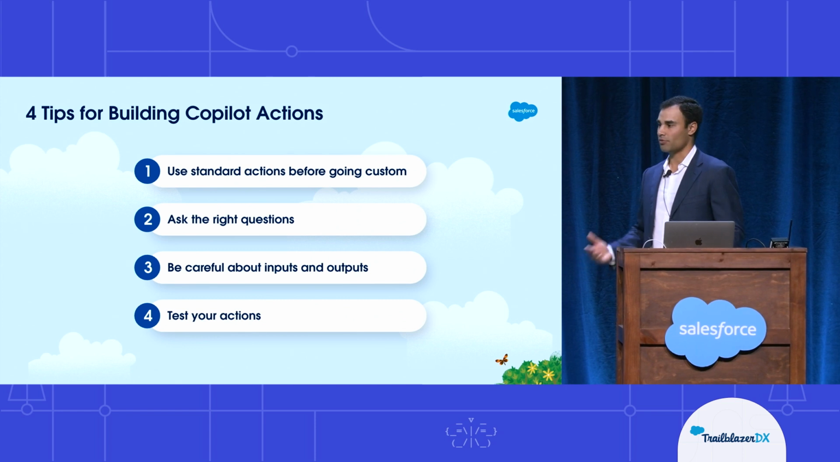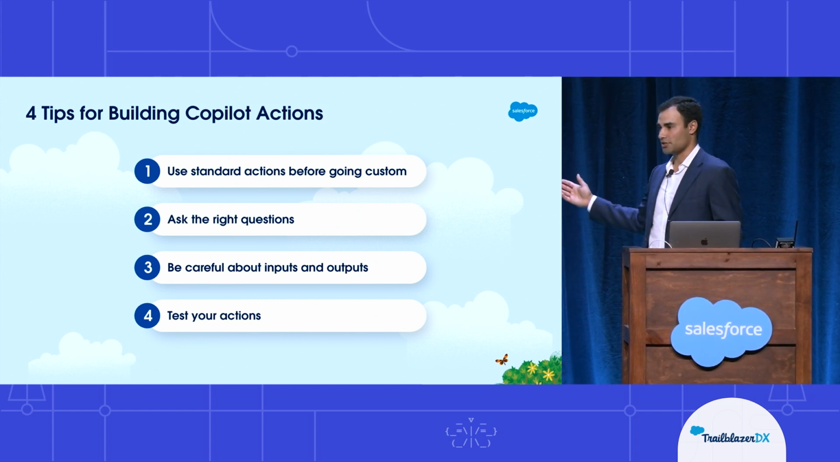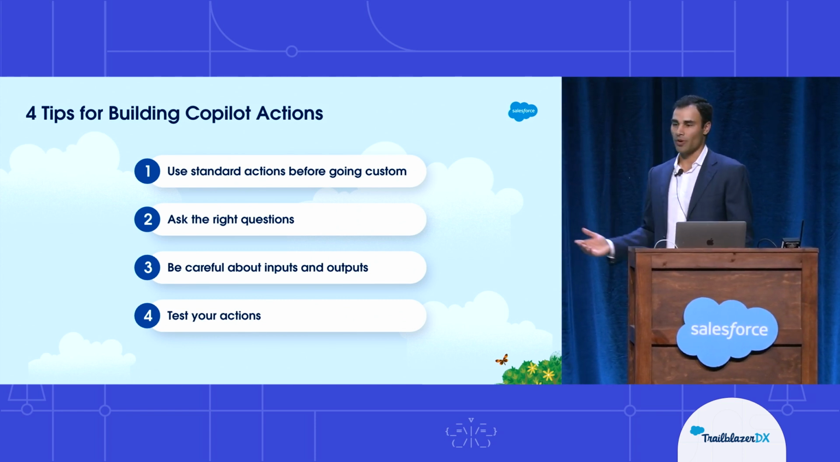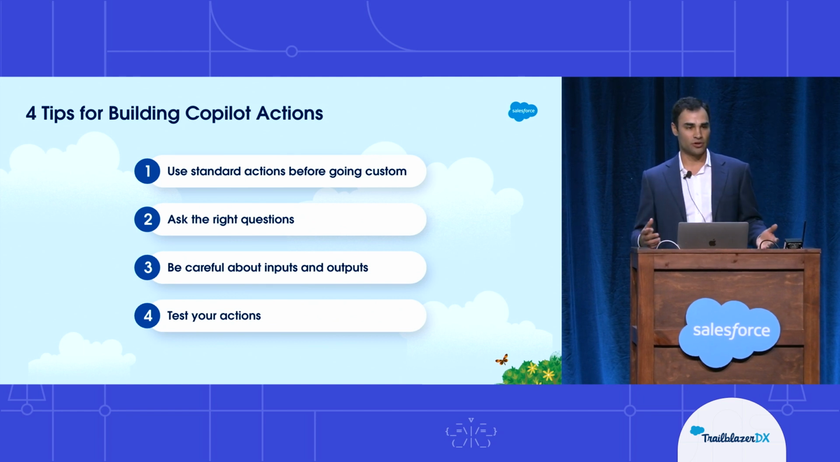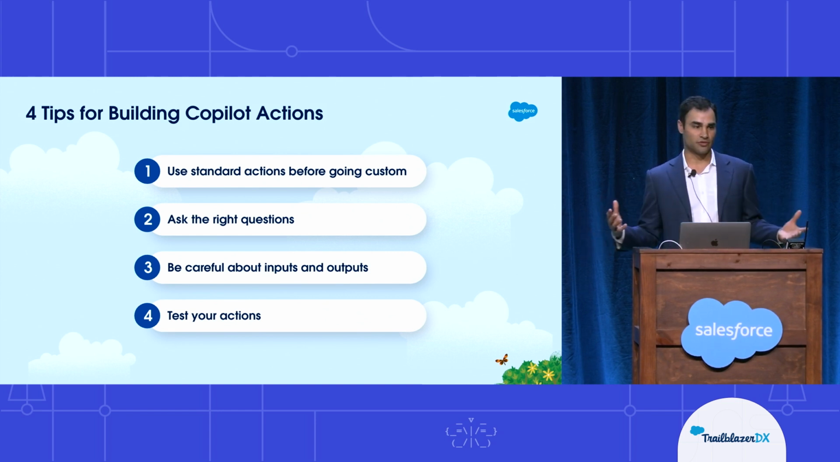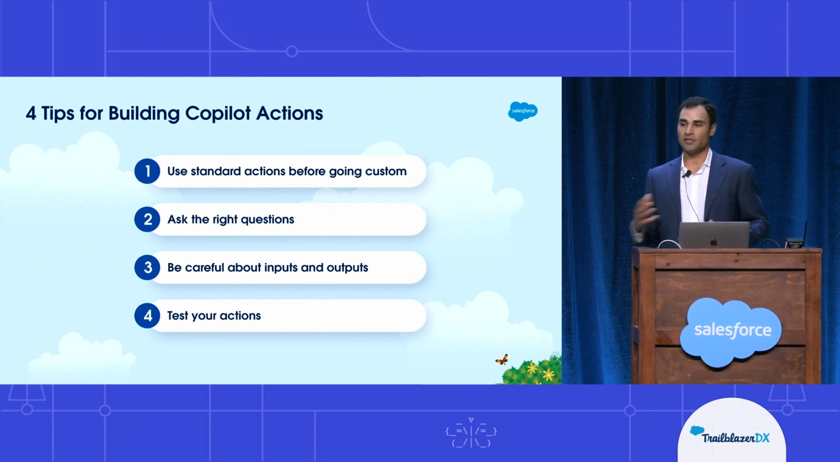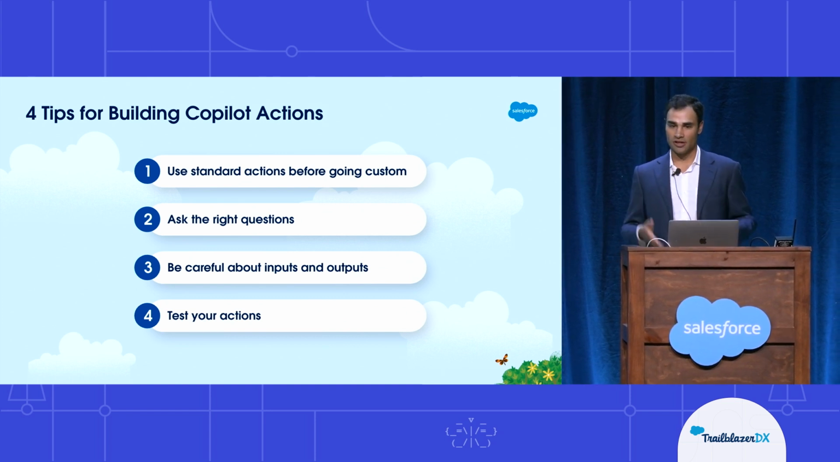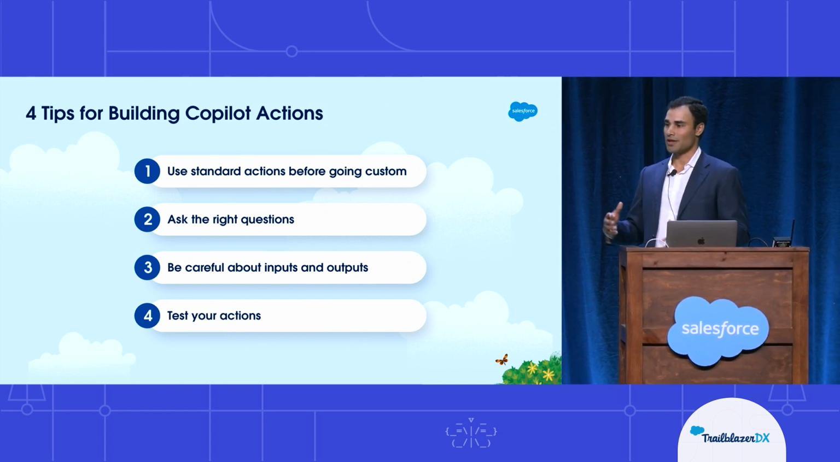The second thing is, before creating any Copilot custom action, ask yourself a few questions. What are you building this for? Is this to save your users time? Is it to provide them with insights? How do you want the output to be structured? Is this meant for a conversational interface? Having answers to these types of questions in advance will make the rest of your action definition much more seamless and specific.